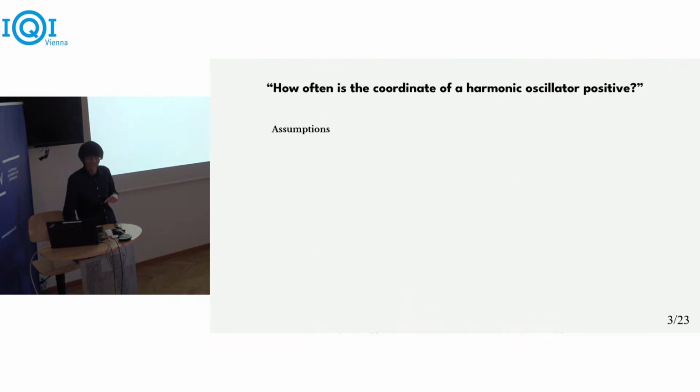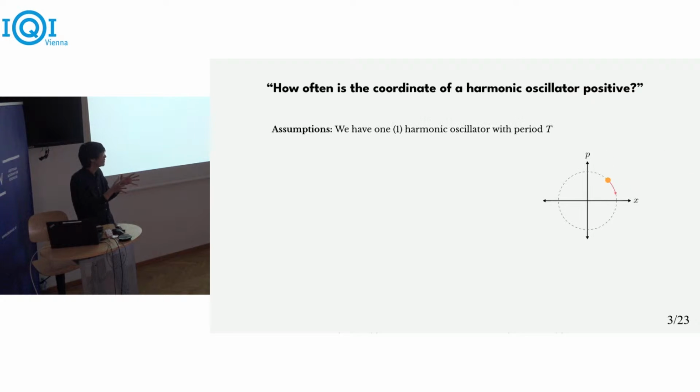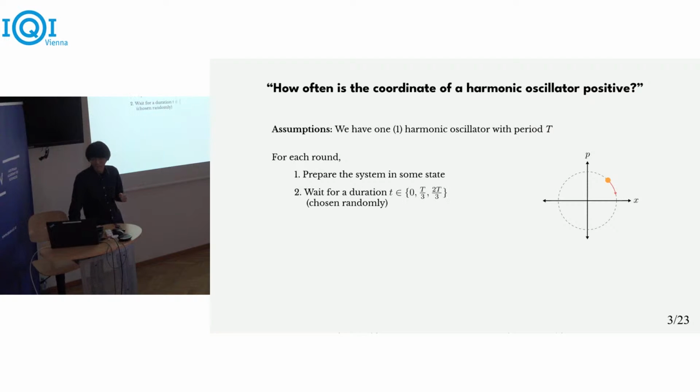OK, so the assumption is that you have a system which is a harmonic oscillator with a period T that you know. So in this game, you play many rounds. And in each round, you prepare the system in some state. You wait for a random duration: 0, 1/3 of the period, or 2/3 of the period. So just as an example, I'll roll a 3-sided dice. And let's say I get 1/3 of the period. So what I'll do is I'll wait 1/3 of the period. I let the system evolve. And then I go on to step 3.